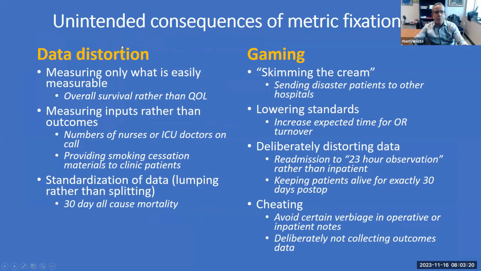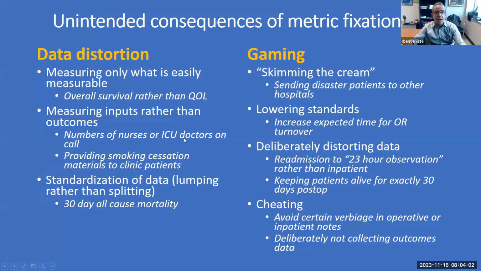So metric fixation leads to a lot of unintended consequences. And I ask you to think in your minds how many of these you recognize from our everyday practice and research. Data distortion is one category, and gaming the system is the other. So data distortion is measuring only what is easily measurable. That's why clinical trials and chart review studies for cancer patients measure overall survival rather than quality of life. Quality of life, especially Dr. Harris's much hated quality adjusted life year, is very hard to measure. Overall survival, people are either living or dead. It's very easy to quantify.